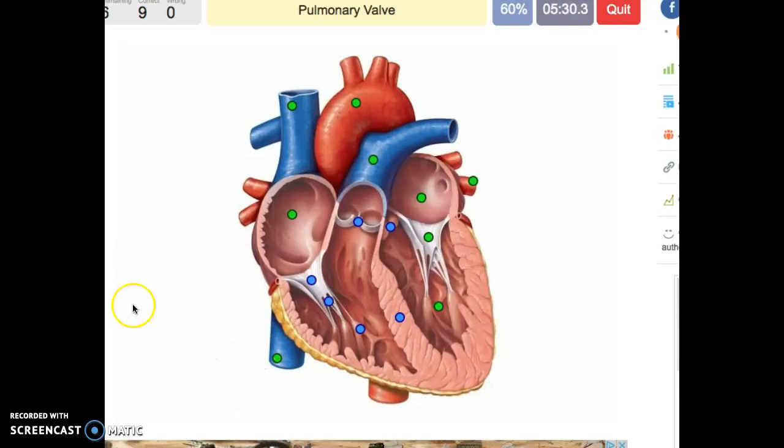Next is a pulmonary valve, and this stops the backflow into the right ventricle and allows the blood to go through to the lungs. Next is the right ventricle, and the right ventricle collects the deoxygenated blood and pumps it to the lungs.